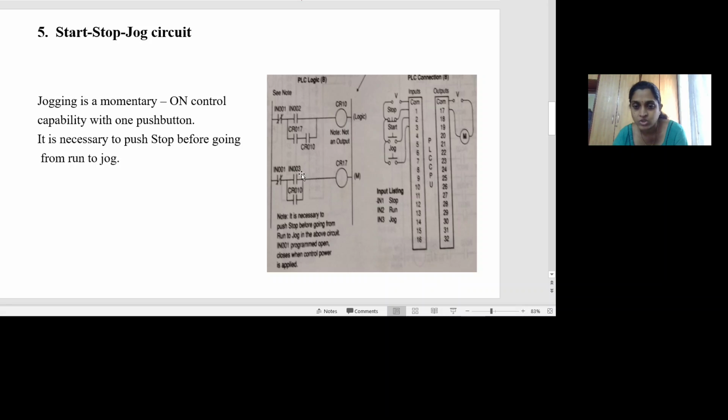Now the motor has to jog. I will start jogging by energizing the contact 003. When this is energized, it will close. This is normally closed, and by energizing 003, we are closing this contact also. Thereby, the output of the coil CR17 is now energized. Therefore, our motor is also energized. Now it runs at a lesser speed, that is, it is jogging. And whenever I want to stop jogging, I need to operate the stop button IN001.